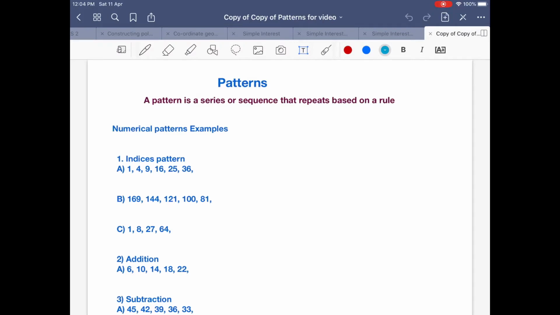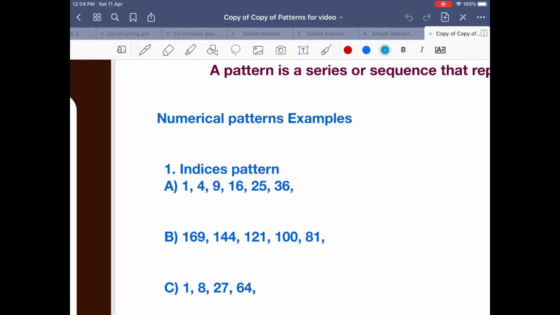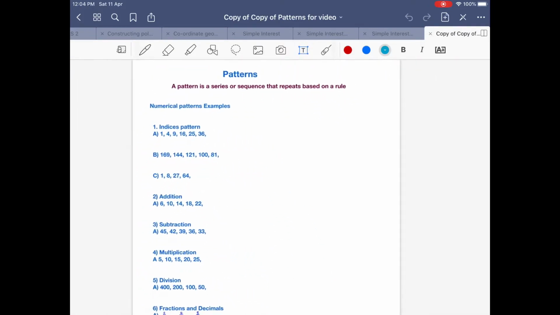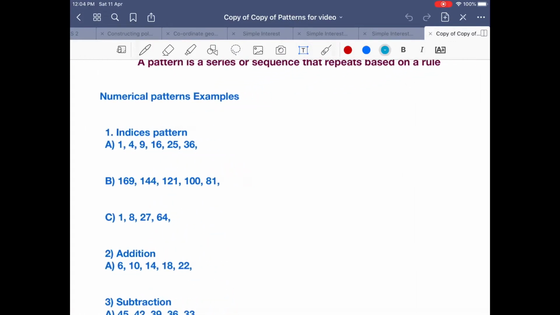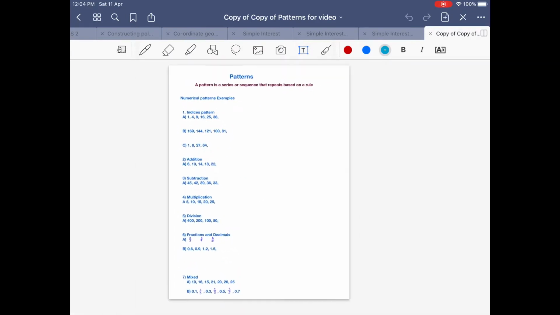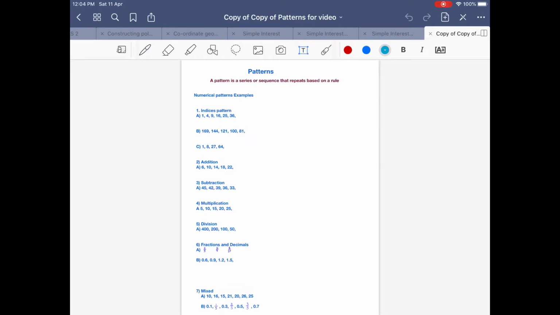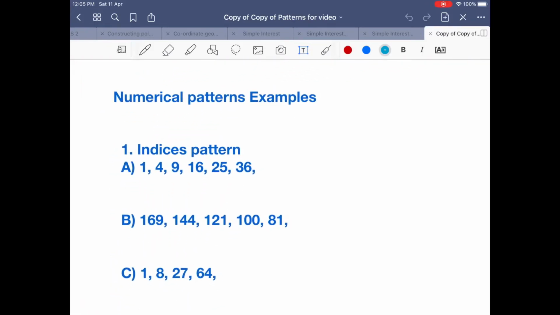We will look at two main types of patterns before we begin exercises, and the first one is numerical patterns. Before you look at this video, you can refer to your notes or my video on indices. We will now proceed to do some of the examples. Remember, you can attempt any or all of these questions before I give the solution. So let's go. Number 1, indices pattern.